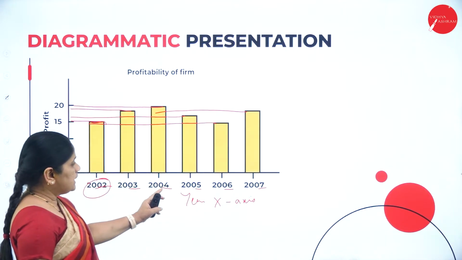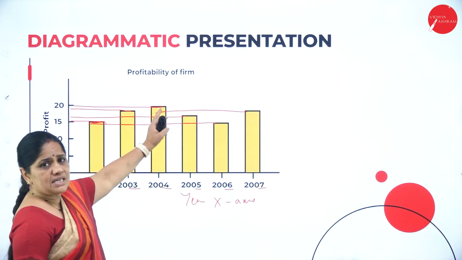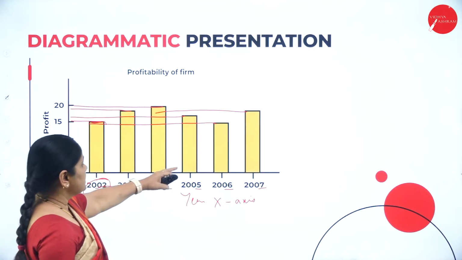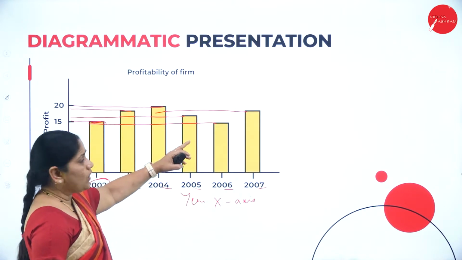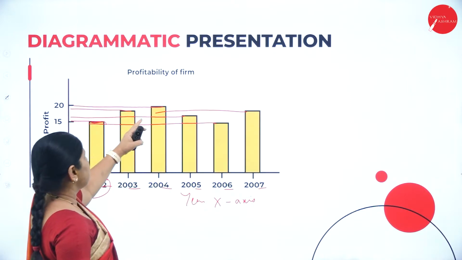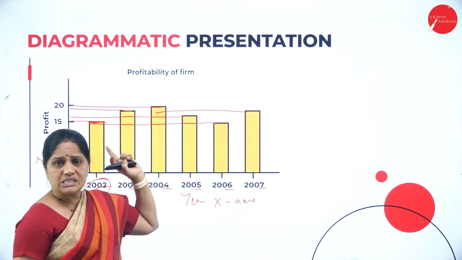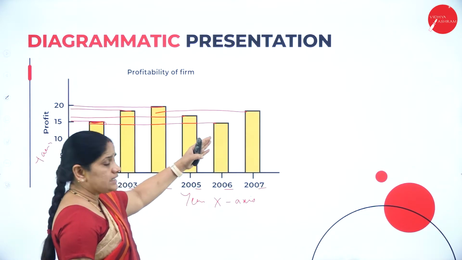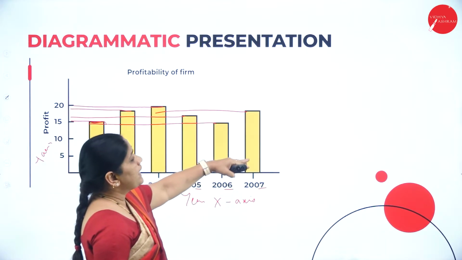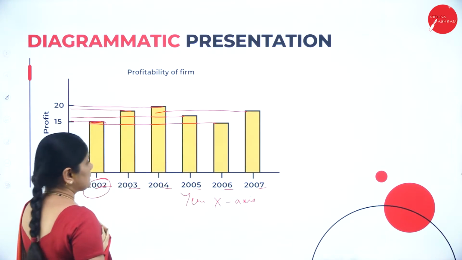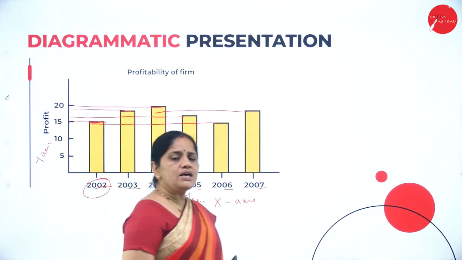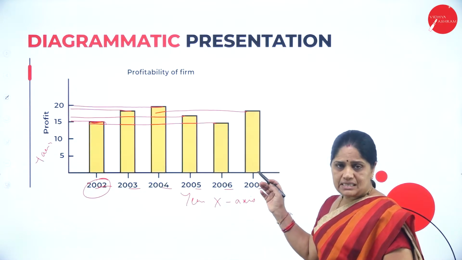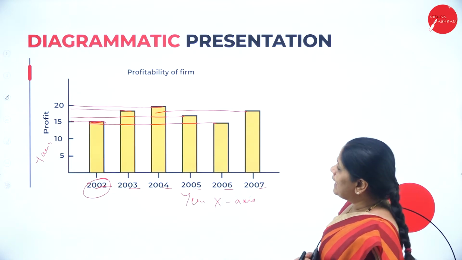Now in the third year, there is a very magnificent increase in the profits. It has come up to 20,000, whereas in the year 2005, it has fallen below this 2003 mark. So it is somewhere around 16 to 17,000. In 2006, again there is a further fall in the profits, followed by a rise in the year 2007. So all this we will be able to assess more clearly when we are presenting it in the form of a bar diagram.